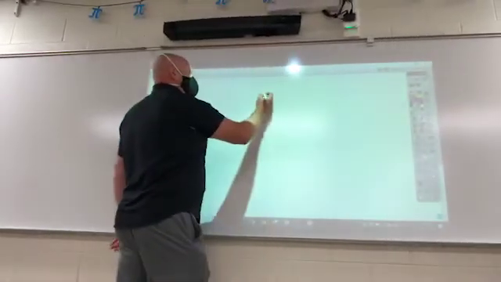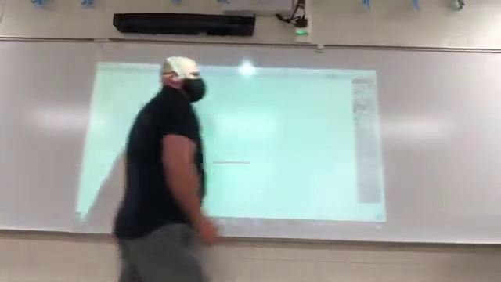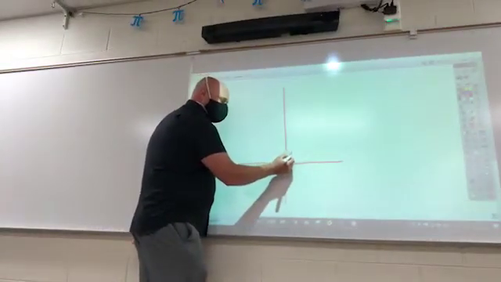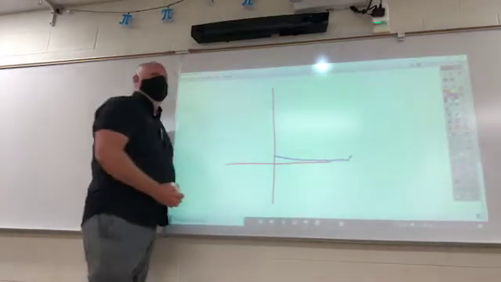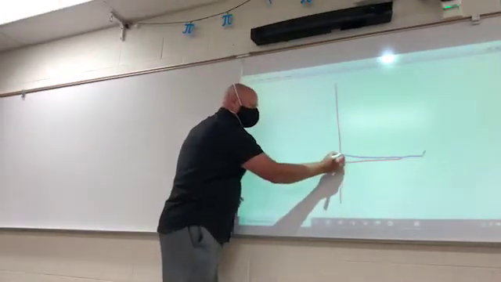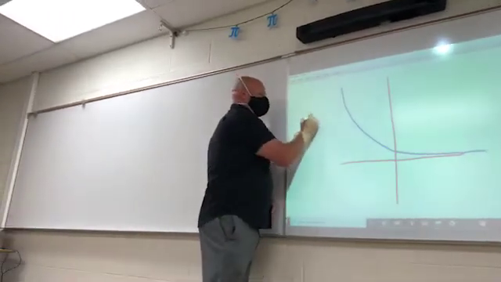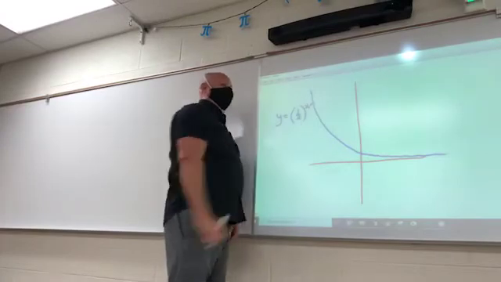Exponential decay graphs basically go exactly the opposite. Okay? If I take his pencil and I keep breaking it in half, breaking it in half, breaking it in half, it's going to get closer and closer to 0. On the left side, it goes to infinity on this side. This would be an example of something like 1/2 to the x power.